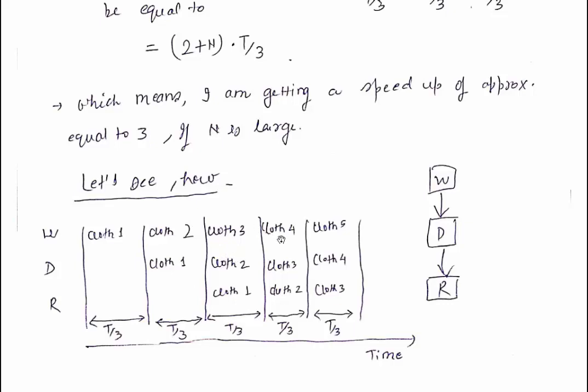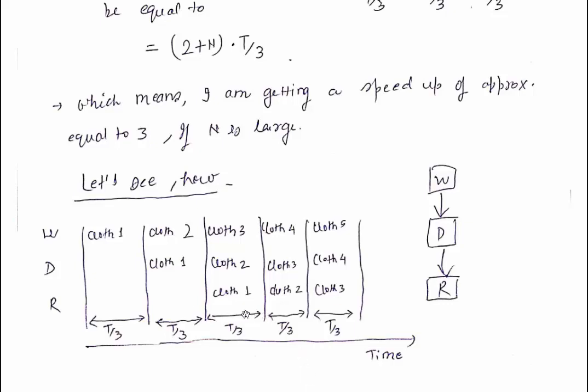Okay, now after 3 cycles, after 3 time periods, that is t by 3 plus t by 3 plus t by 3, after t time units, we will be getting cloth 1 finished. That means cloth 1 would have finished w plus d plus r. That means all 3 units, all 3 machines, it has gone through, and cloth 1 is now in the finished state. It has been washed, dried, and ironed. So after time t, we are able to get one cloth.